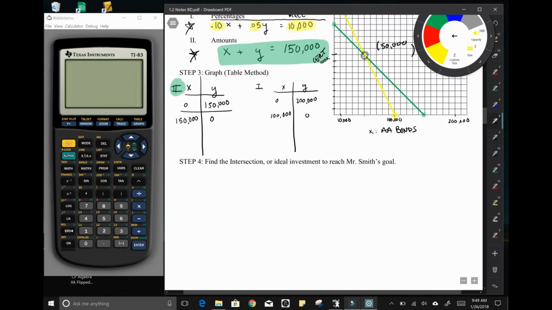Okay, so the ideal investment is Mr. Smith should invest $50,000 in AA bonds and $100,000 in loan certificates.